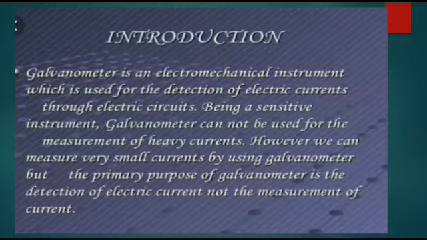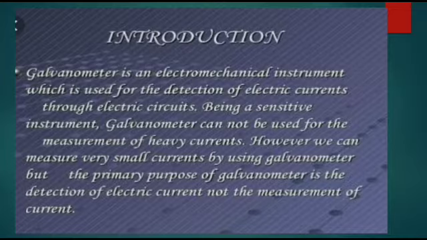Being a sensitive instrument, galvanometer cannot be used for measurement of heavy current. So we can't use it for measuring a heavy current, right? At the same time, we can measure very small current by using galvanometer, but the primary purpose of galvanometer is detection of electric current. So what is the main purpose? Detection of electric current, not measurement of current, right?